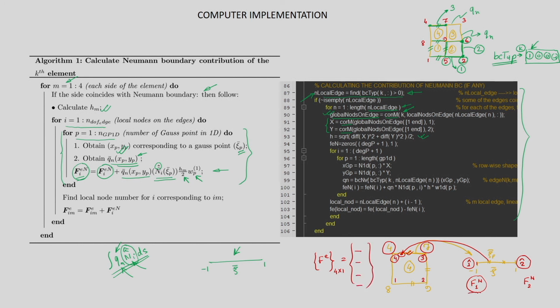So now where to add these two? What we have to do is locate which local node each one corresponds to. In this case the local 1 corresponds to 3 and the local 2 corresponds to 4, right. So this F1 has to be added into the third entry of Fe, and F2 has to be added into the fourth entry of Fe, the element force vector.